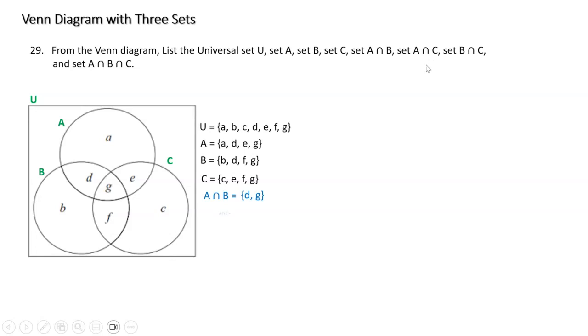Now comes the intersection of A and C. Again, this is set A, and this is set C. So the intersection is this portion where the two circles intersect. It's going to be E and G. And where do B and C intersect? Again, this is set B, and this is set C. They intersect in this portion here, so it's going to be F and G. Now, lastly, where do all three sets intersect? The answer will be G. Here's where all three intersect. The answer is the set containing the element G.